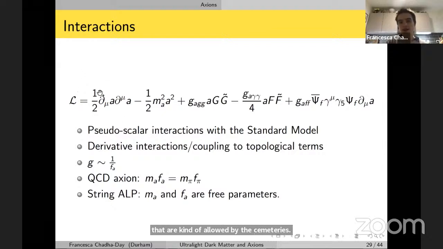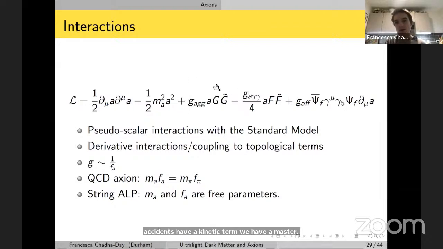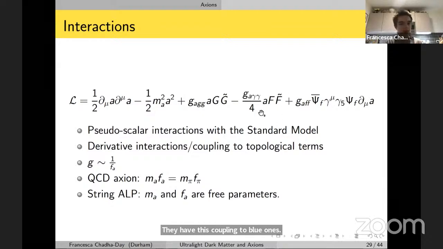So the axions have a kinetic term, they have a mass term, they have this coupling to gluons. They also have a coupling to electromagnetism. So F is the electromagnetic field strength tensor and F tilde is its dual. And you find that F F tilde is equal to E dot B, where E and B are the electric and magnetic fields. And then they will also have a coupling like this to fermions.